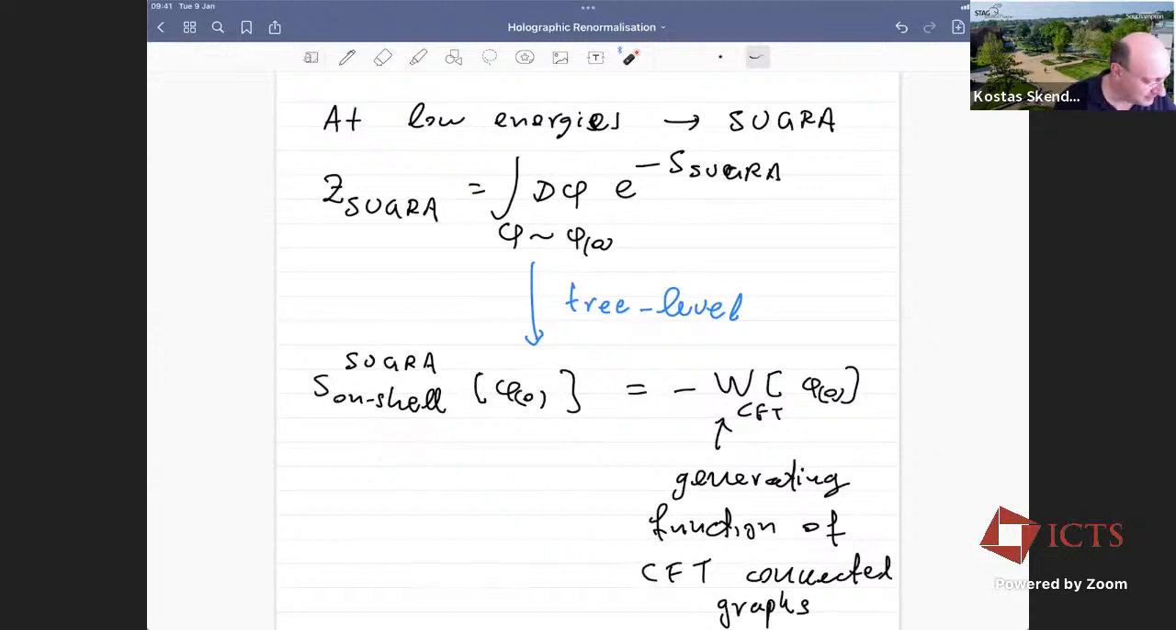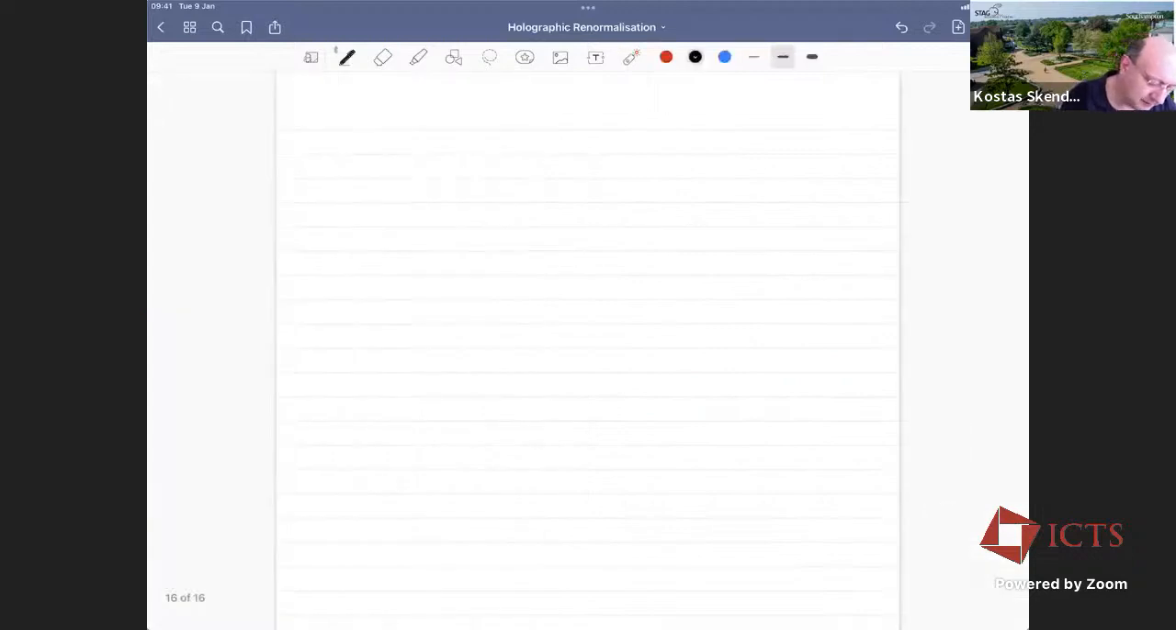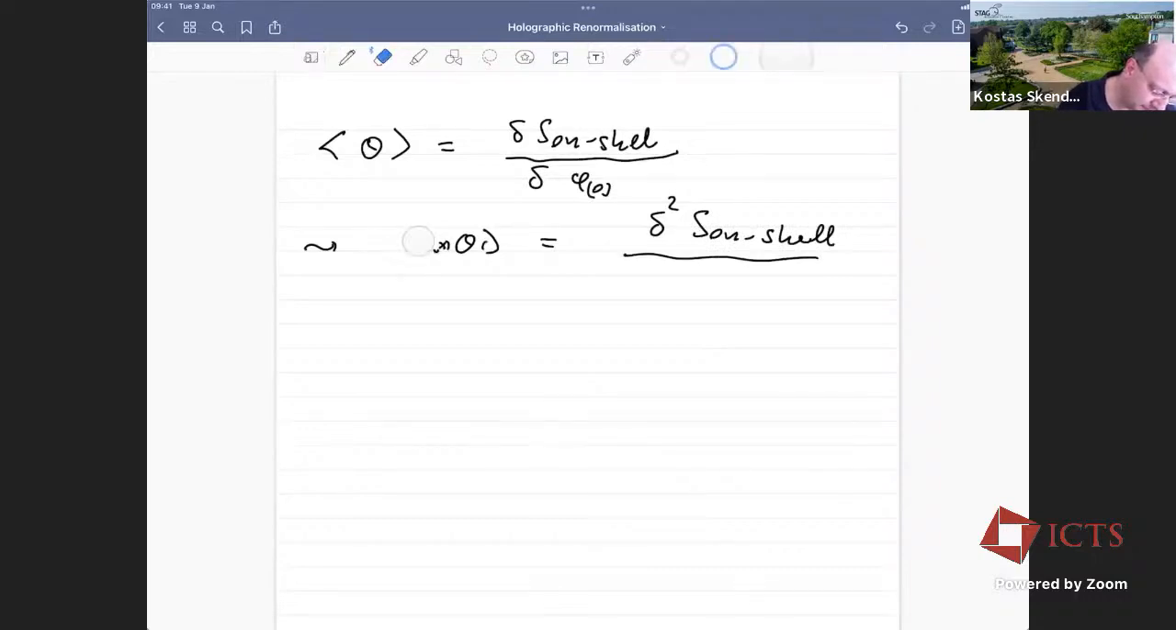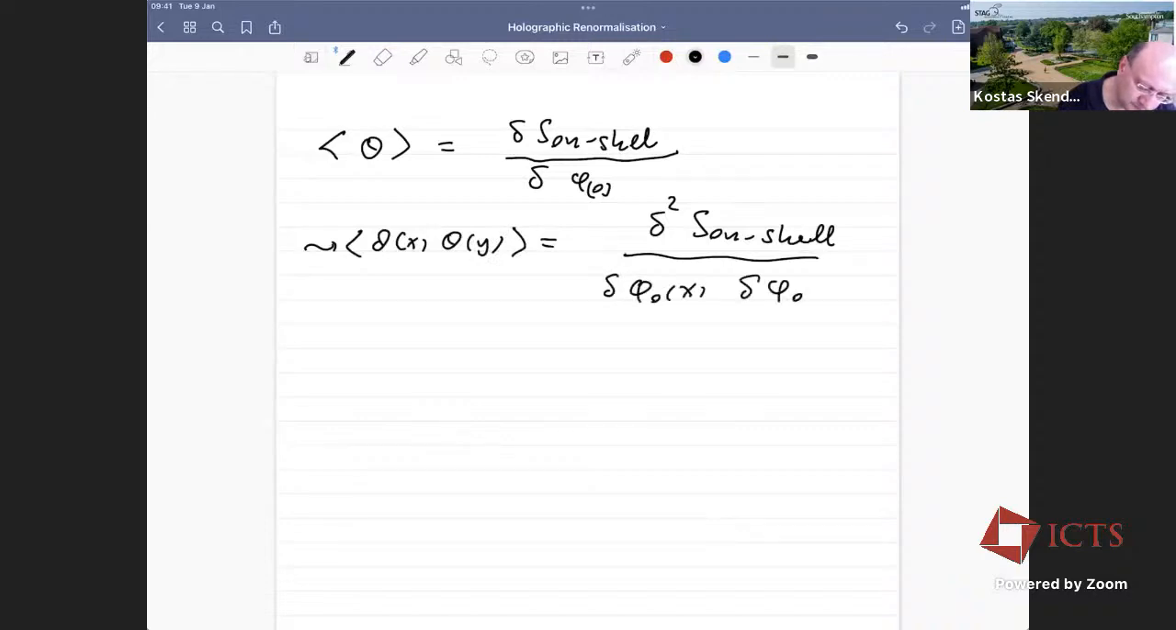Okay, so now once we have this, we can say the one-point function of the dual operator would be the functional derivative of the on-shell action with respect to the corresponding source. And then if we want the two-point function, we need two functional derivatives. And so on. So that's the objective.